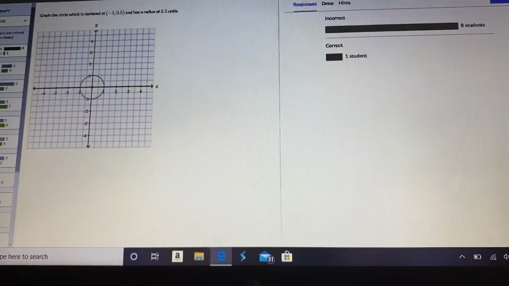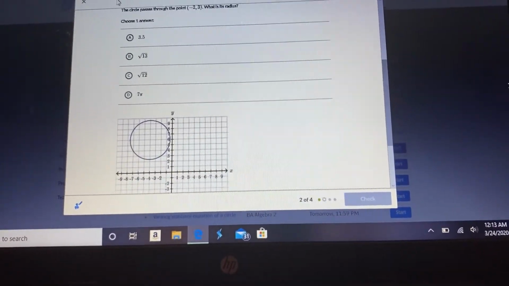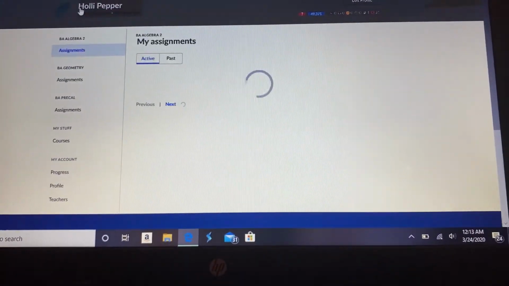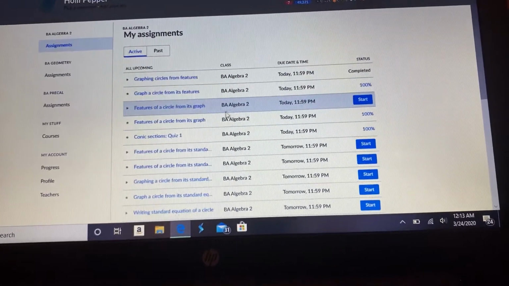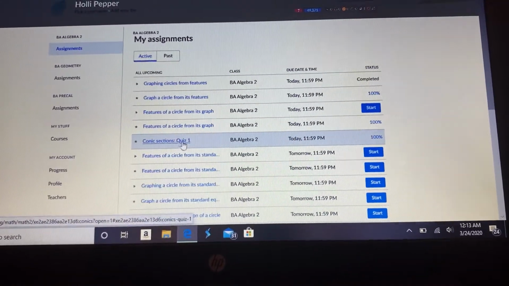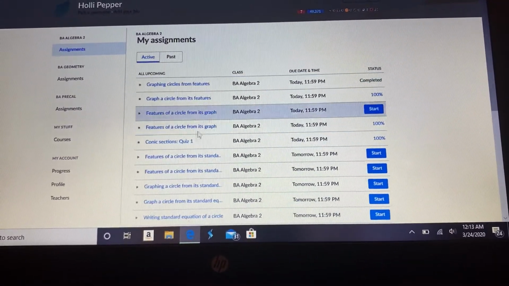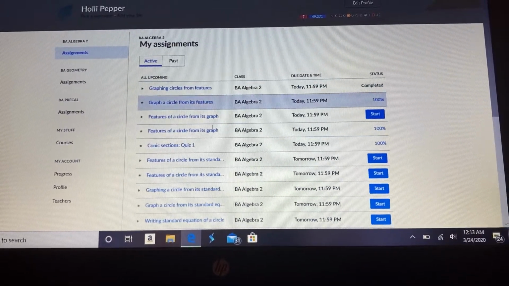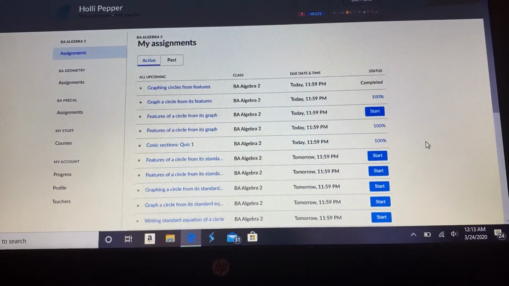The quiz that follows these is just a mix of those 2 questions. So those are the 3 things graded. These 2 you'll just watch through.